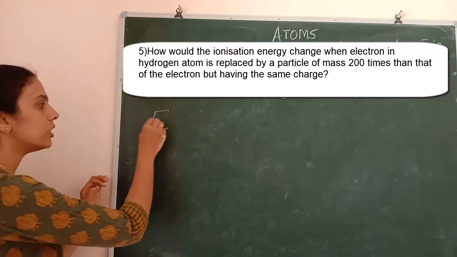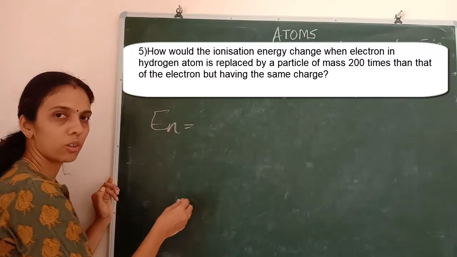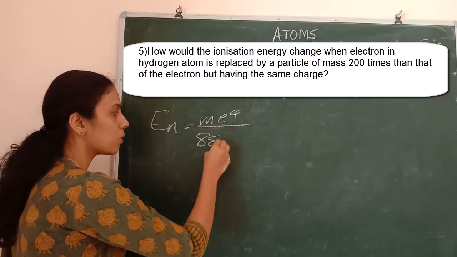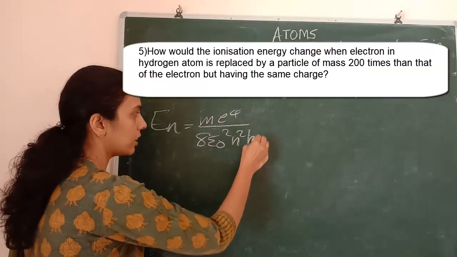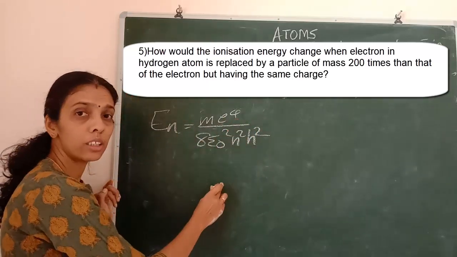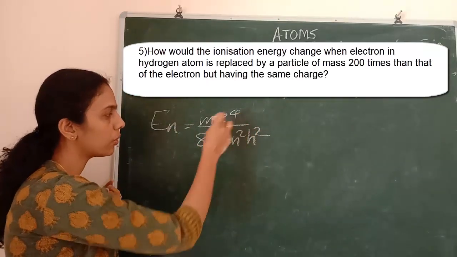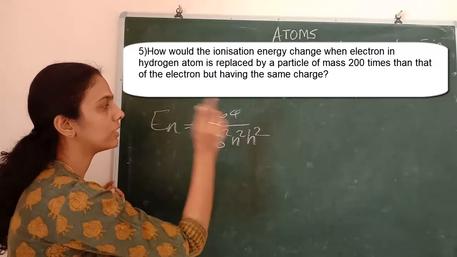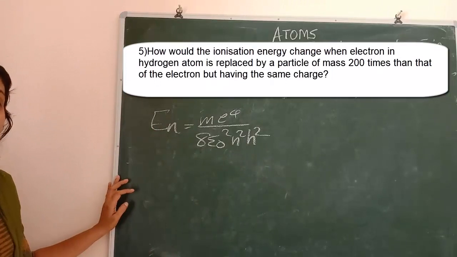Okay, energy of the nth orbit, how can we find it out? It is m e to the power 4 divided by 8 epsilon 0 square n square h square. That is the energy of the nth orbit.